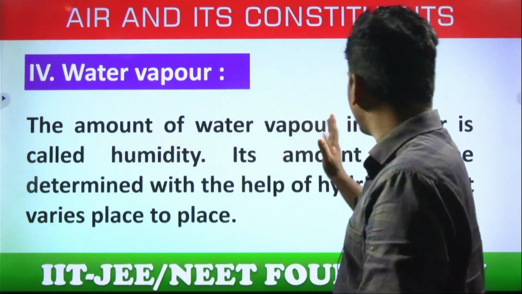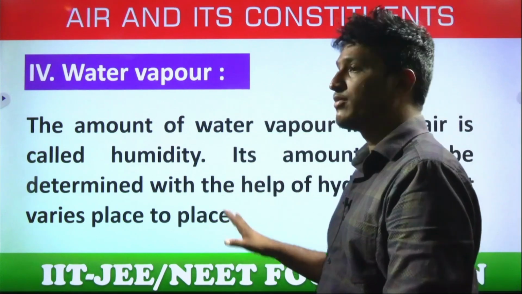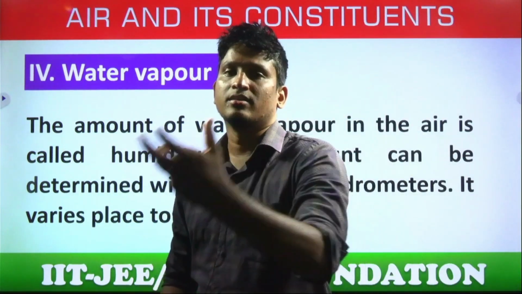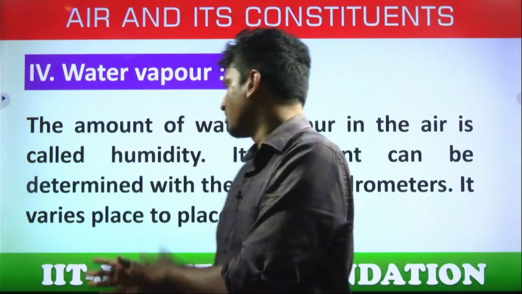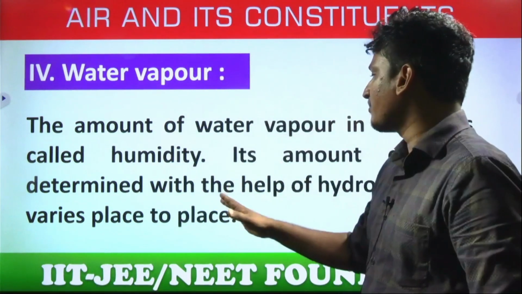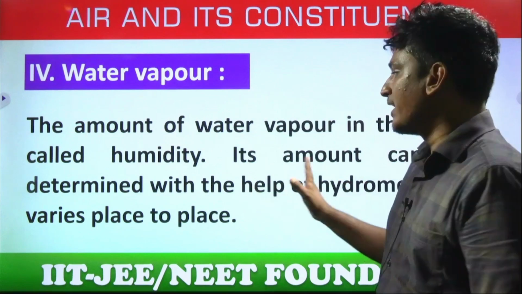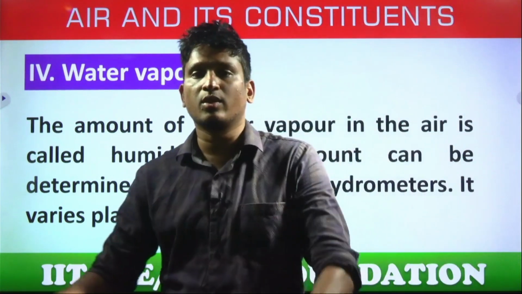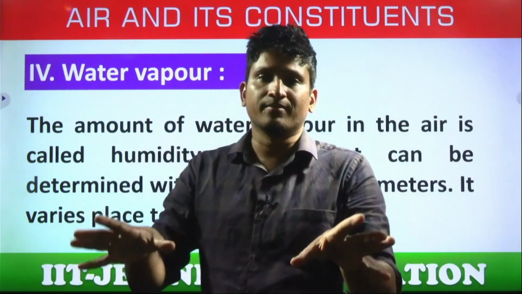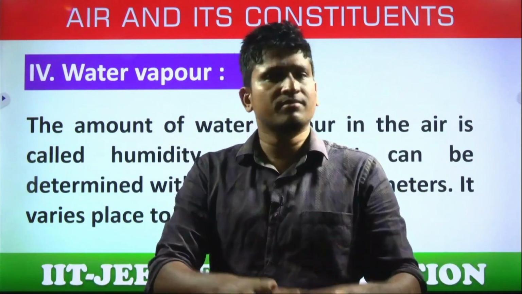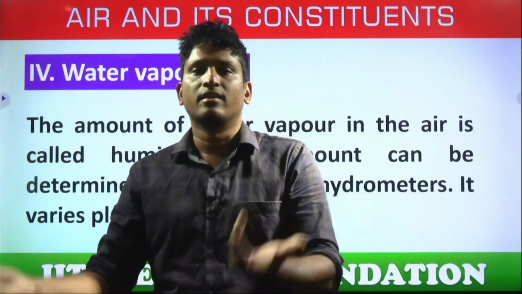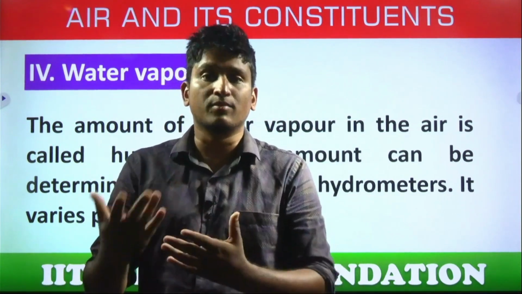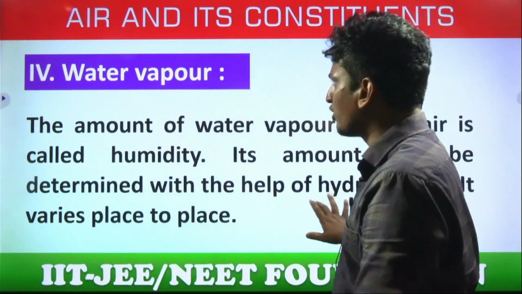The amount of water vapor in the air is called humidity, one of the main factors to measure the climatic conditions or the weather conditions. Its amount can be determined with the help of hygrometers, and it varies from place to place. As in the coastal areas, there is more humidity. In other areas, there is less chance for humidity, right? So it depends upon the place, and it depends on the time also. So that's all about water vapor.